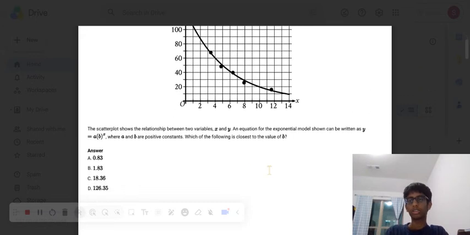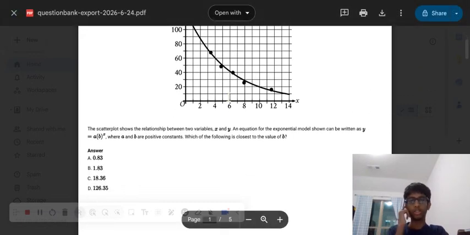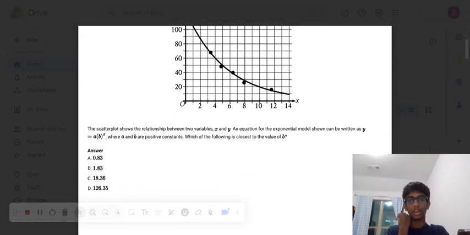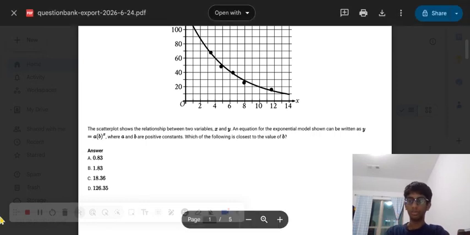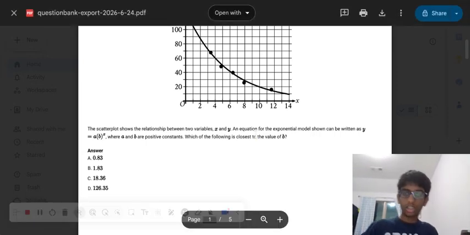Our first one says, the scatter plot shows a relationship between two variables x and y. An equation for the exponential model can be written as y is equal to a times b to the x, where a and b are positive constants. Which of the following is the closest to the value of b? So let's look at this problem.